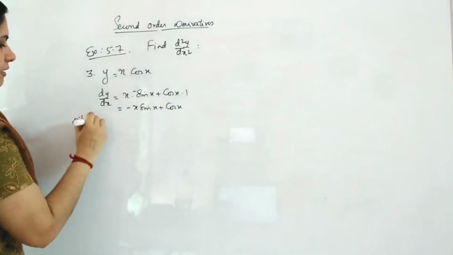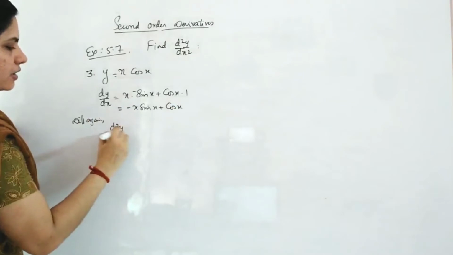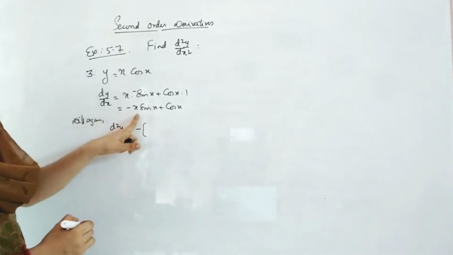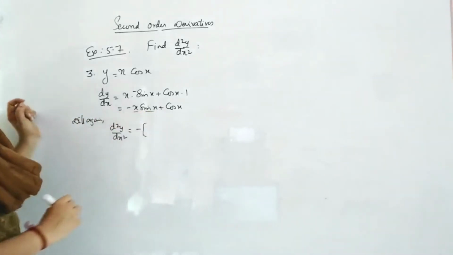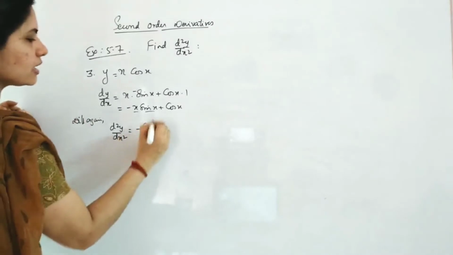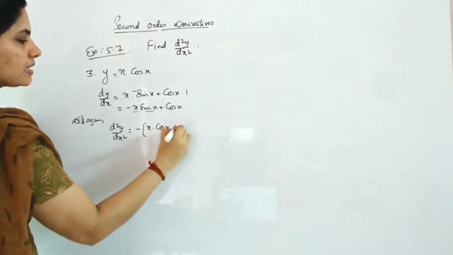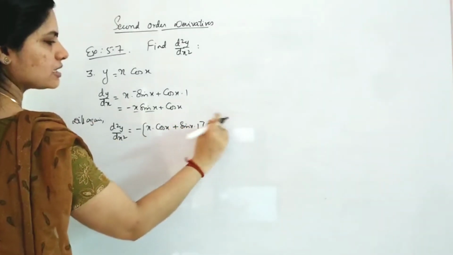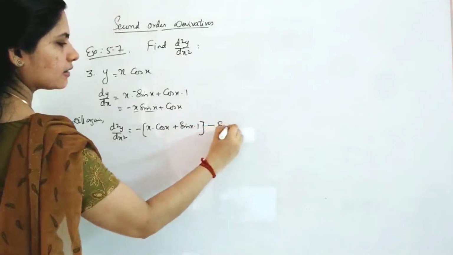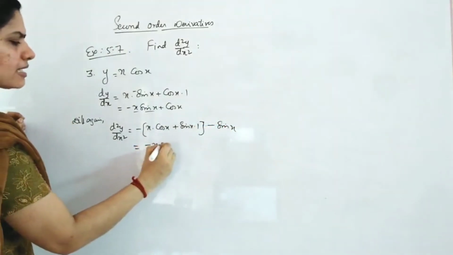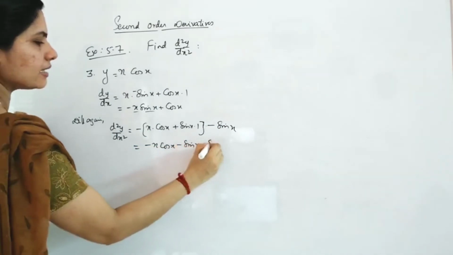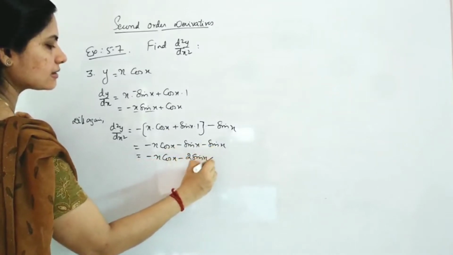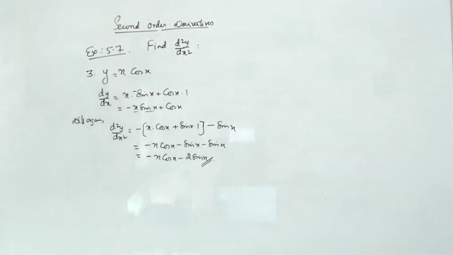Now differentiating again, you will get d square y by dx square is equal to minus of, again you have two terms here, so there also you have to take the product rule. So you will get x into derivative of cos x, plus sin x into derivative of x, 1, plus the derivative of cos x is again minus sine. Understood? You will get minus x cos x minus sin x, which is equal to minus x cos x minus 2 sin x. Okay.